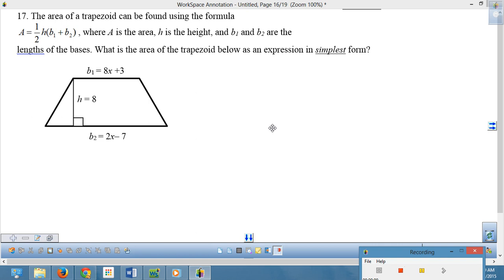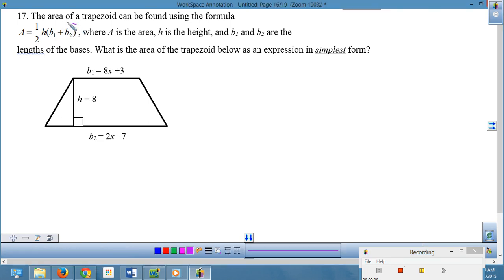This is supposed to be the calculator inactive section, so if you're working this, you should be trying to do this without a calculator. Okay, this is question 17. If you look, it gives us the formula for the area of a trapezoid. It asks what is the area of the trapezoid in simplest form, which means you can't just plug it in and go. You have to give me the actual reduced multiplied version of it. So let's write the area down.